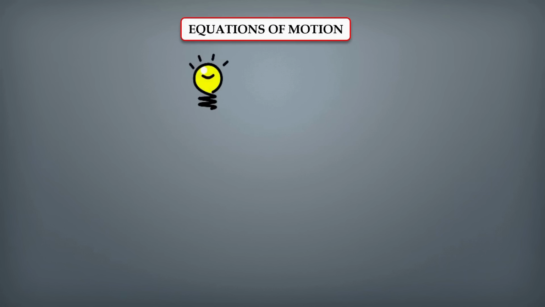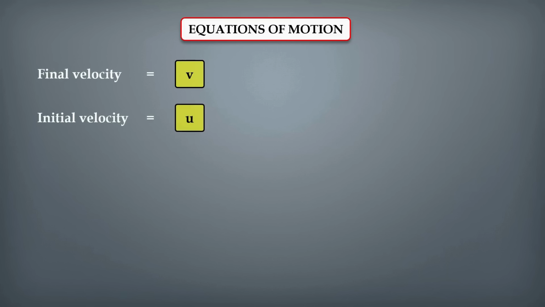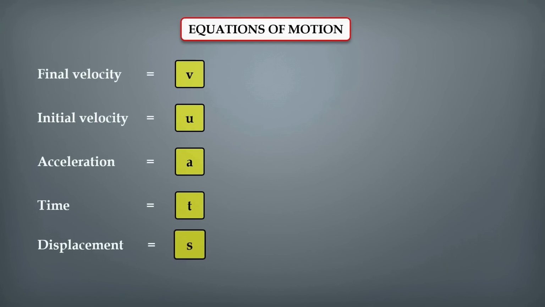Now let us understand the three equations of motion used in uniformly accelerated motion. Before learning the equations, we should know the meaning of the symbols used in these formulas. The final velocity is represented by the letter V. The initial velocity is represented by the letter U. The acceleration is represented by the letter A. The time taken for motion is represented by the letter T. The displacement, or the distance traveled in a particular direction, is represented by the letter S.